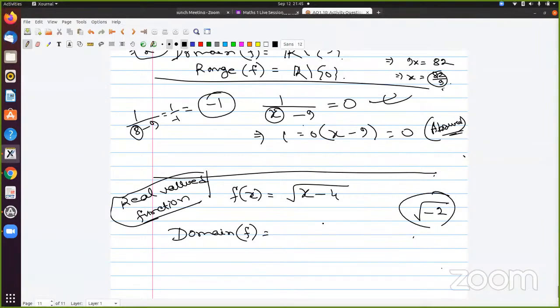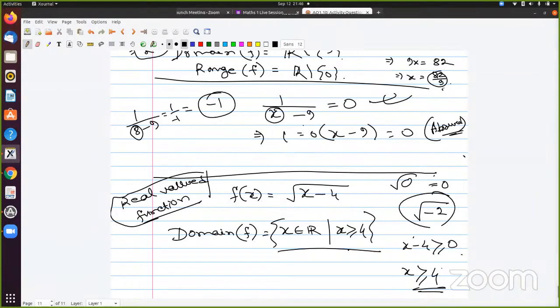Whatever is inside the root should be greater than or equal to 0, right? So x should be greater than or equal to 4. Any real number less than 4 is not allowed. It's greater than or equal to, because the square root of 0 is 0, and that is defined. So the domain is all real numbers such that x is greater than or equal to 4.